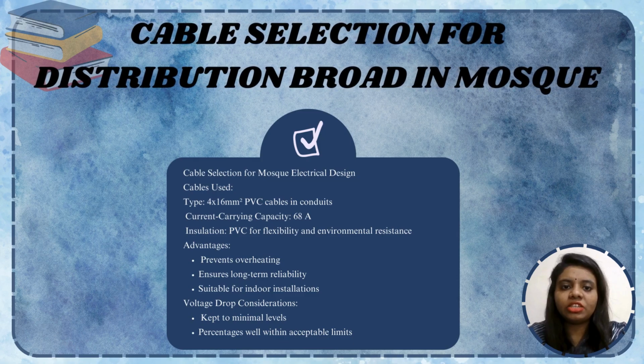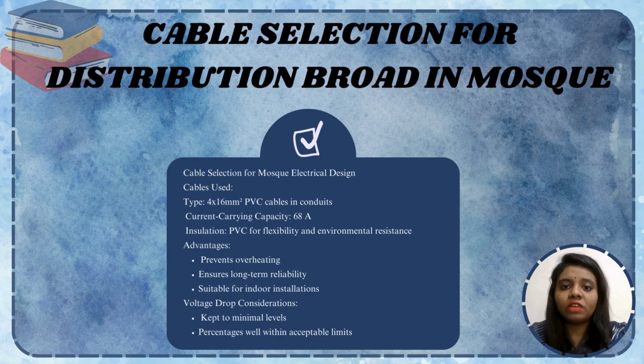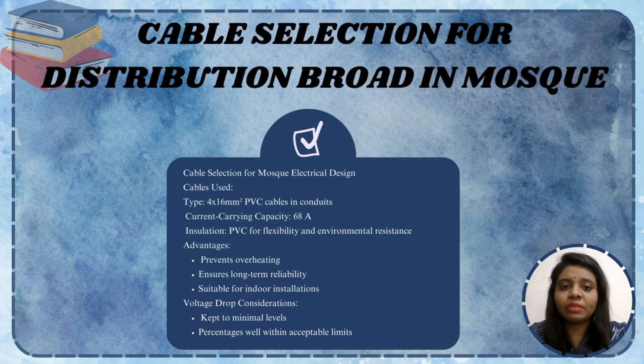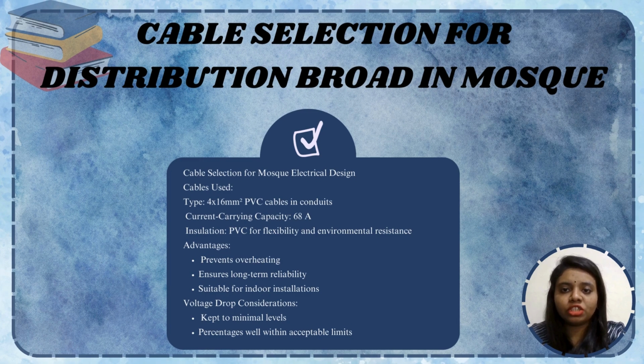Next is the electrical design for the mosque. Careful attention is given to the cable selection to ensure safety, reliability, and efficiency. The selection process considers various factors such as total connected load, maximum demand, current requirement, and the physical installation environment. From the DB power socket, lighting, and air conditioner to SSP3, the cable within the mosque is 4 times 60 millimeters, where PVC cables are used in conduit.